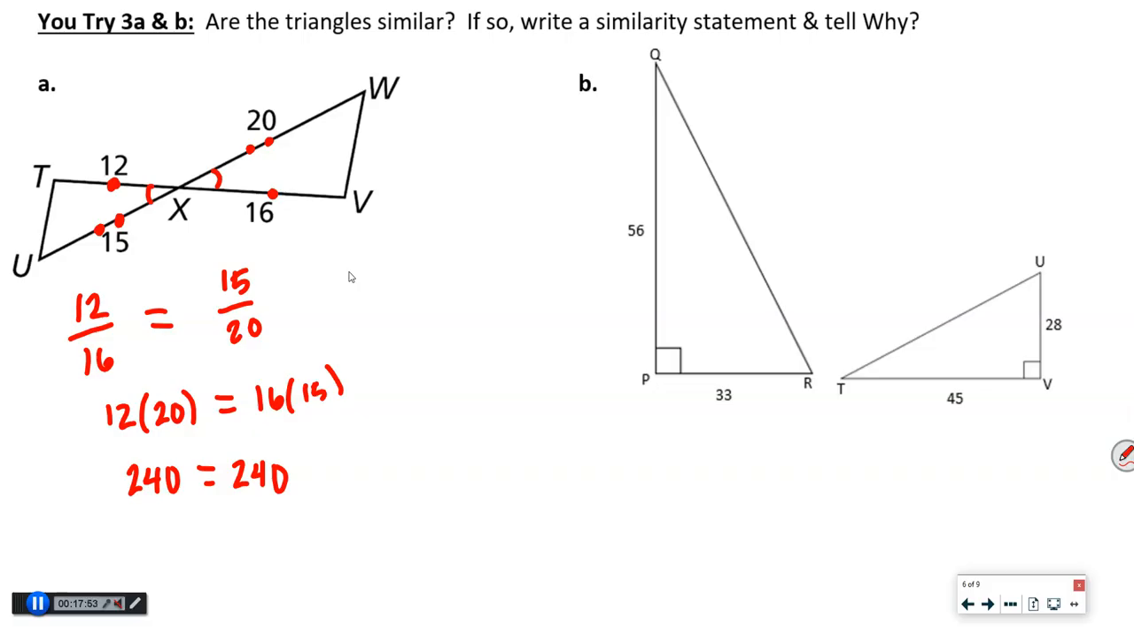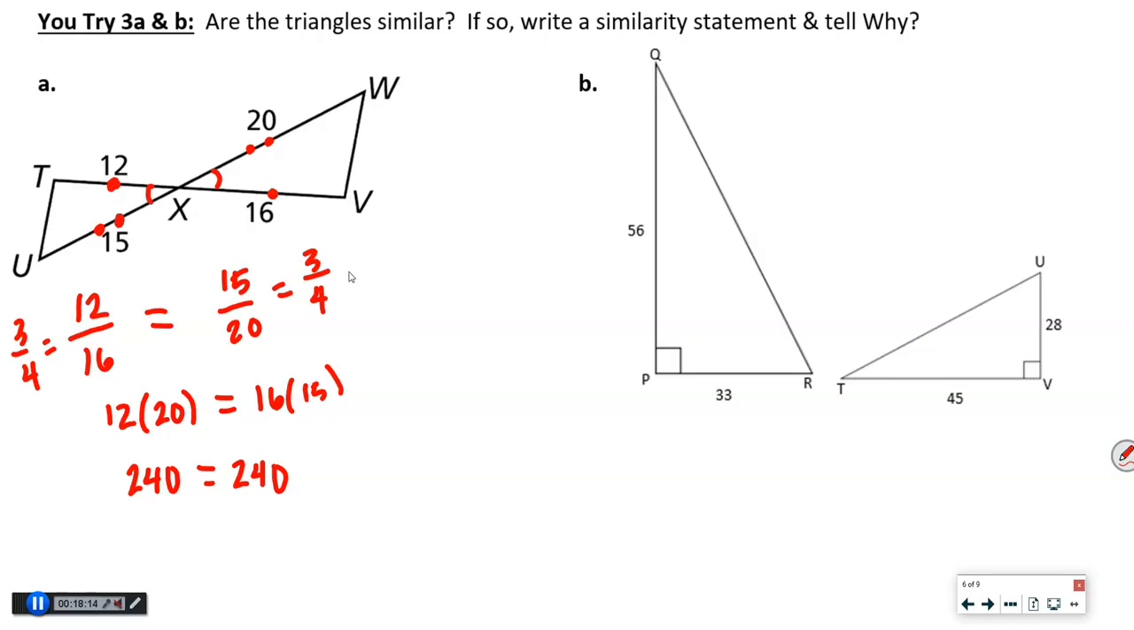Now we could reduce them as well, right? So 4 goes into both of these, 3 over 4. 5 goes into both of these, again, 3 over 4. You could also see that they're the same ratio, which is 0.75 and 0.75. So there's multiple ways to check these, okay? So make sure that you know that all 3 of those will work for you, okay?